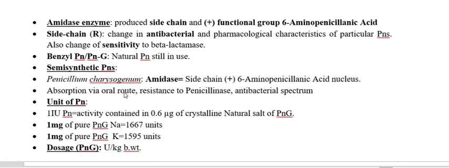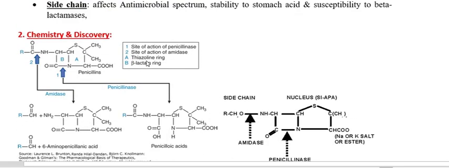Now I will also discuss the semi-synthetic penicillin. So how is the semi-synthetic penicillin formed? Penicillium chrysogenum is grown in the broth or in the media. In that media, we put the enzyme amidase, and that enzyme amidase breaks down this structure and separates the functional group 6-aminopenicillanic acid. This is the 6-aminopenicillanic acid, and this also gives the side chain.